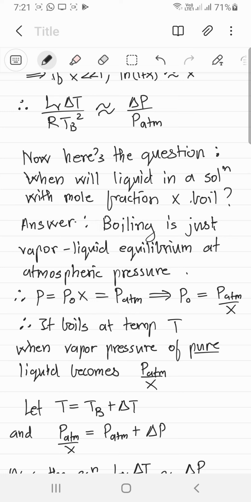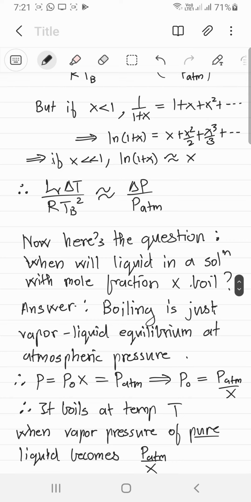So we know that pressure is just P naught X, where P naught is for the pure liquid, and in this case we want it to be equal to the atmospheric pressure. So you need P naught to be P atmosphere upon X, right? For a certain temperature you have a certain P naught value. So for whatever new boiling point you have, that vapor pressure P naught should be the atmospheric pressure upon X.